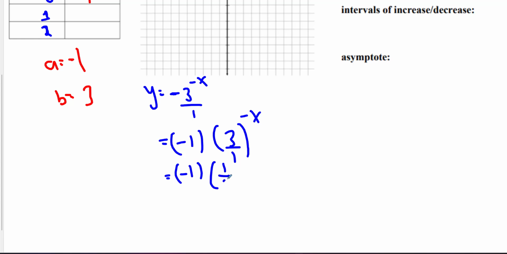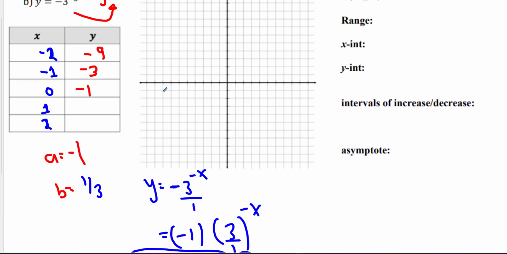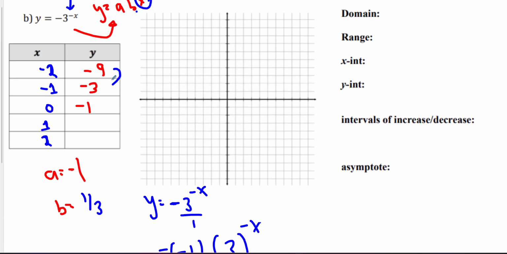The 3 becomes 1 over 3 to the power of x. And now you can see, hopefully, that my b value is not 3, it's 1 over 3. So does everyone see that my b value is actually 1 over 3? And that makes sense, because if my b value was 3, you'd see my values going up by 3. It would be timesing by 3.